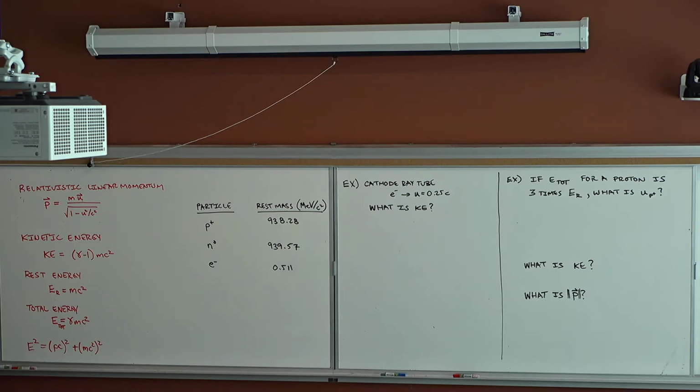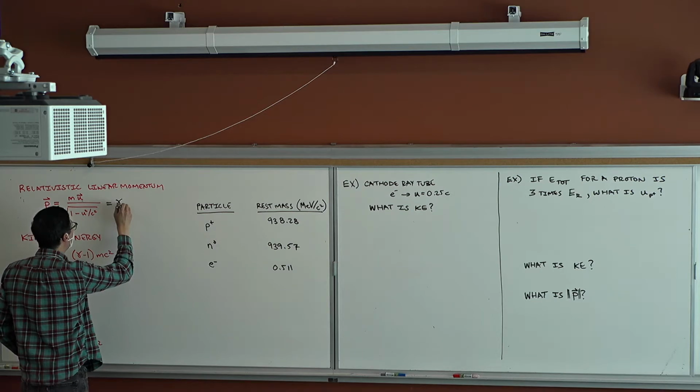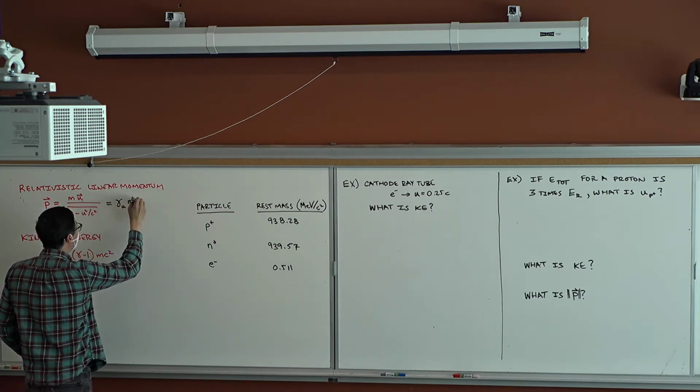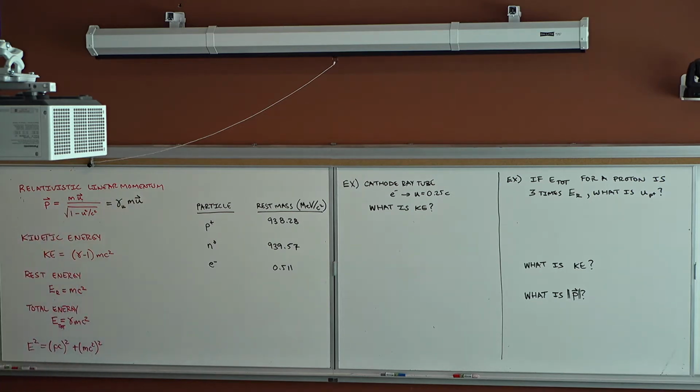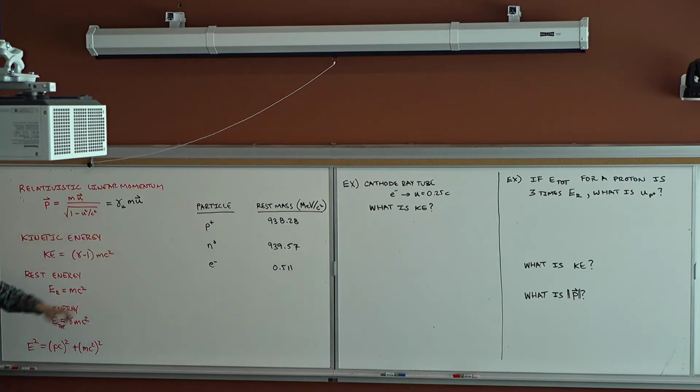So I'll give you the following. Relativistic momentum goes as m times u over the square root of 1 minus u squared over c squared. This is sometimes written as equaling gamma u m u. And what I will caution is to note that I've subscripted this gamma.